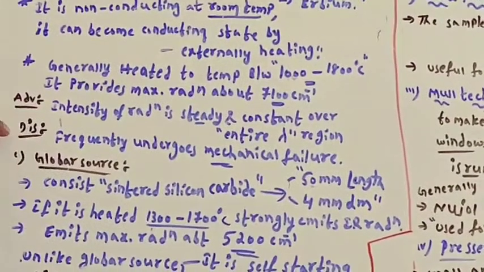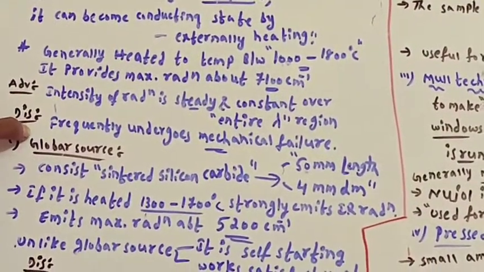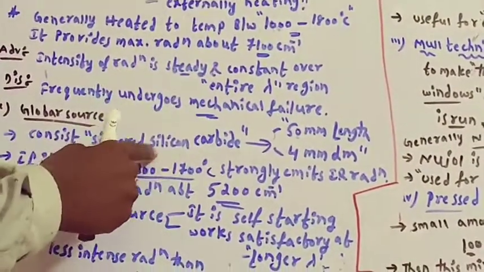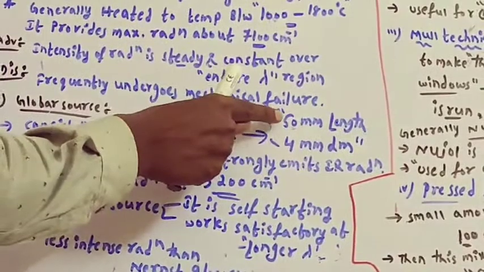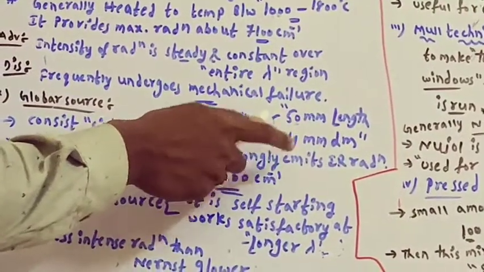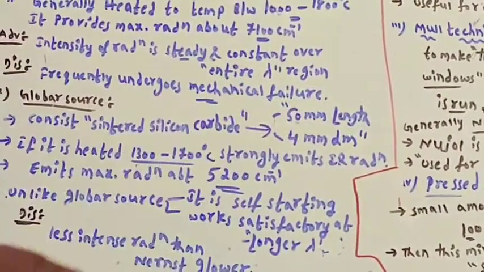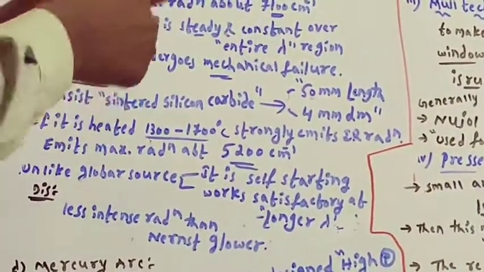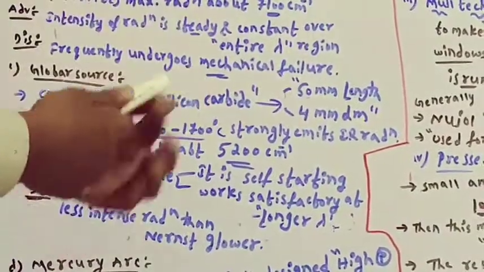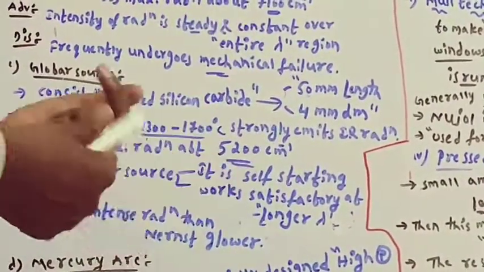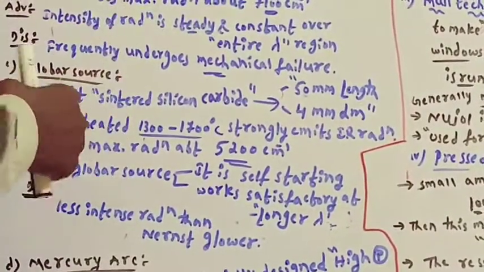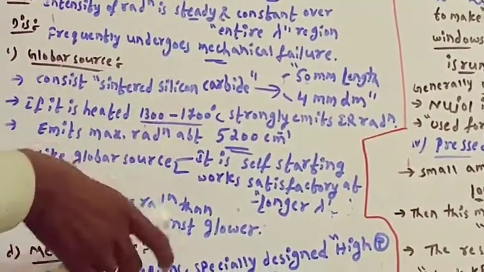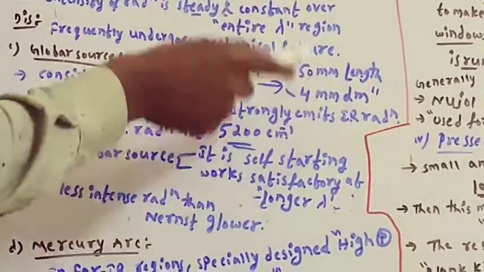And next one, globar source. The third radiation source is the globar source. It consists of sintered silicon carbide, about 50 mm length and 4 mm diameter. This term you also need to remember, sintered silicon carbide. Sometimes they ask which IR source is made up of sintered silicon carbide, and you need to choose the globar source. If it is heated to 1300 to 1700 degrees centigrade, it strongly emits IR radiation.